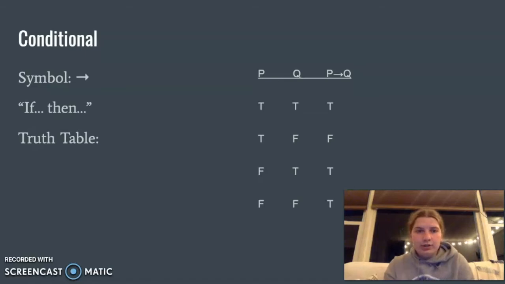For a conditional, the symbol is a single arrow, and that is important to remember.